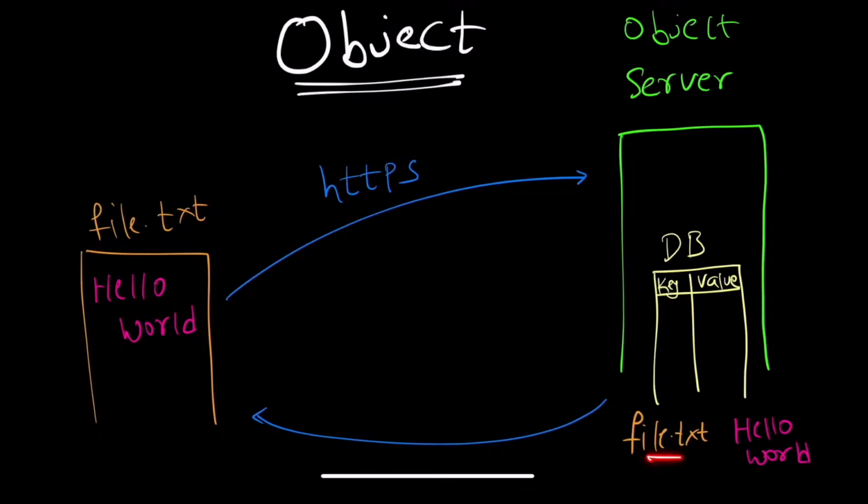So the reason we call it an object is that it's an object stored in a database. Please do not mistake this as me saying that the entire object server is just a database. The object server is made up of multiple components. The database that it uses to store the content is one of the components. So that's how your object server functions.